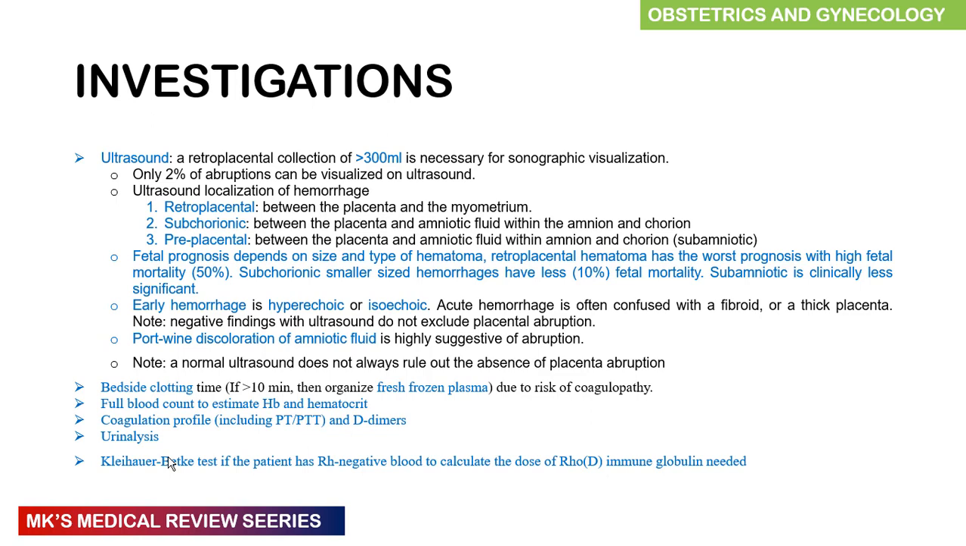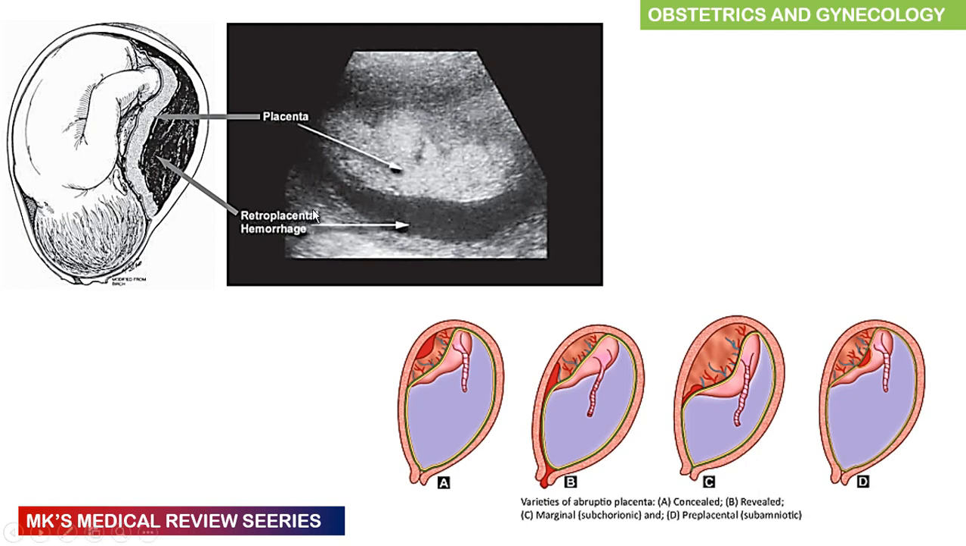Now, here is a picture of an abruption. So here you have the placenta over here, and you have the hemorrhage. As you can see, this is quite a huge one. In this schematic, A is your concealed hemorrhage. Then B is your revealed hemorrhage. Then C is your marginal or subchorionic. Then D is your preplacental, which you can also refer to as subamniotic. These are the different types of placenta abruption.